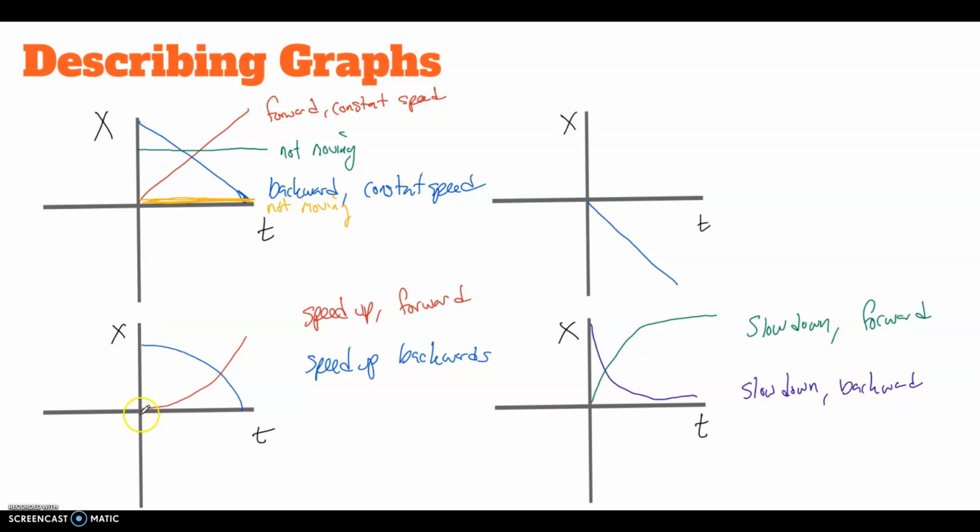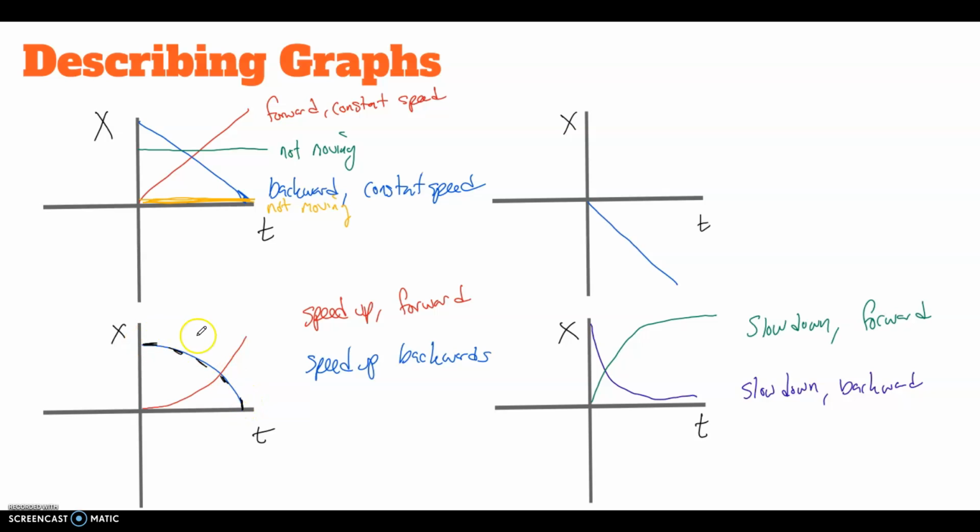In the bottom left-hand corner, we have two graphs. The first one we're going to look at is the blue line, which kind of slopes down. Just like the other two blue lines, sloping down indicates the object is moving backwards. But what's different here is the slope is no longer constant. At the beginning of the line, the slope is basically 0, and then it starts to slant down steeper and steeper and steeper, achieving a very steep negative slope at the end.